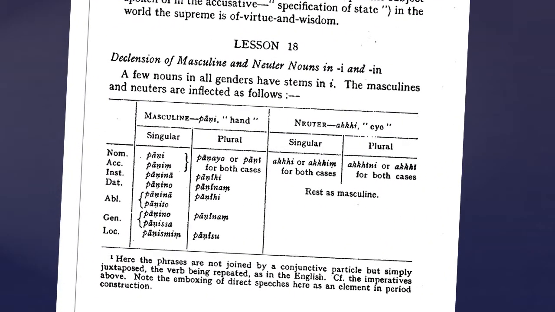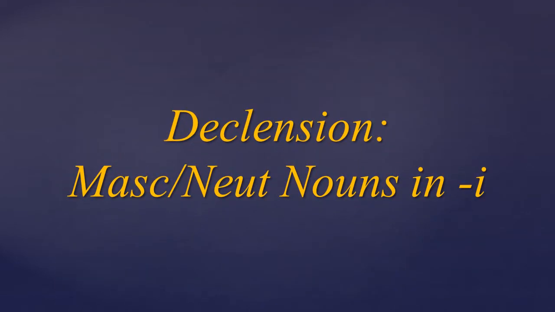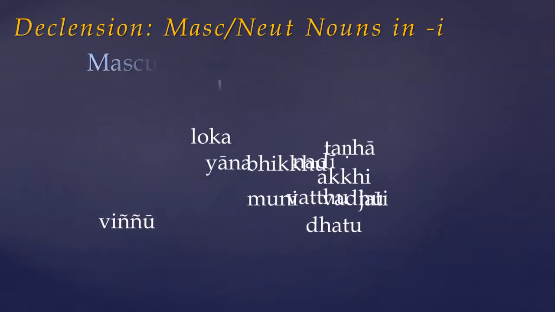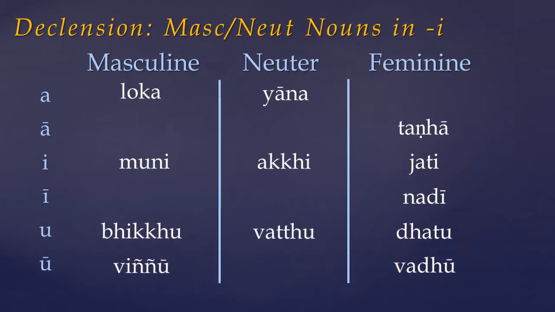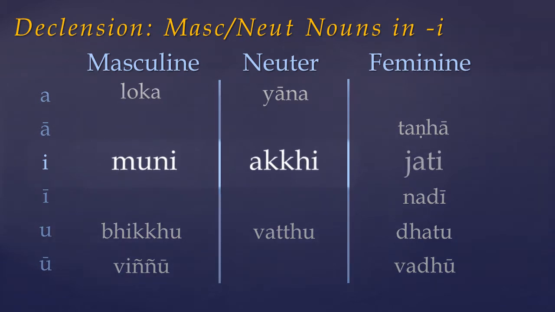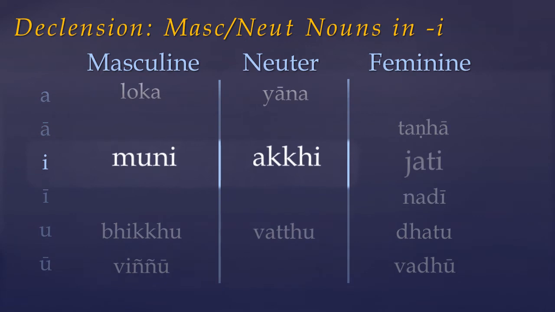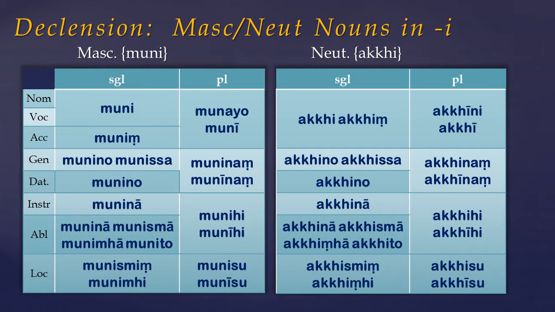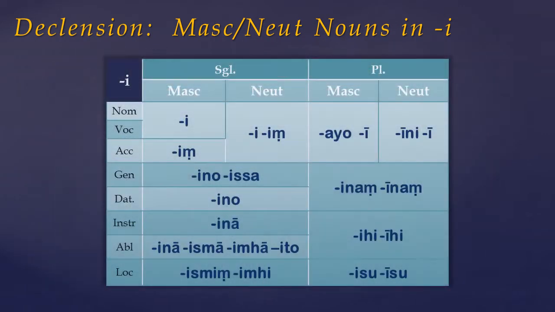So, Warder now begins to introduce some other of the declension patterns, and we begin with the declension of nouns in I. All noun genders have stems ending with I, but today we're only concerned with the masculine and the neuter. So if we take our example nouns and look at how each of these decline, we can then extract the stems and, with a little rearranging, create a generalized table.